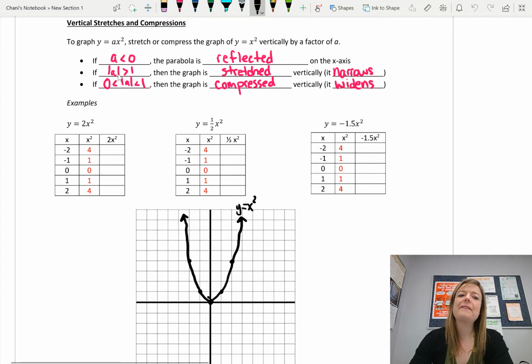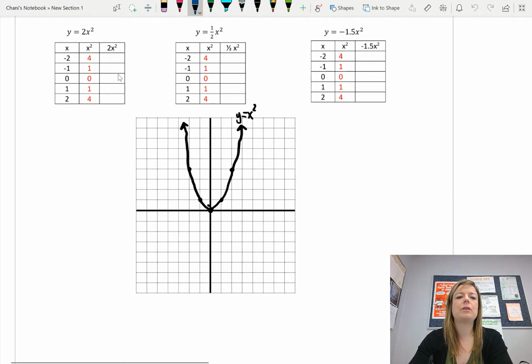If your A value is greater than 1, so like 2, 3, 4, 5, or -2, -3, -4, -5, that's a stretch, so it gets narrower. And if your A value is between 0 and 1, then the graph is compressed, so it's wider. Okay, so let's take a look at how each of these affects our parent quadratic.